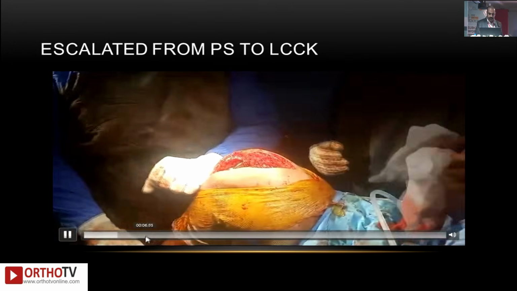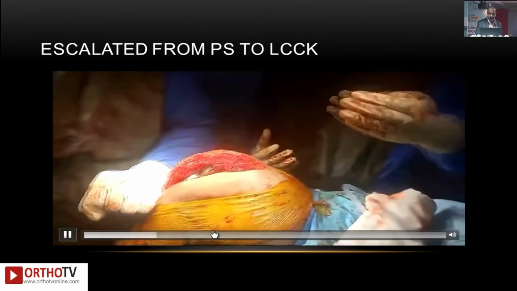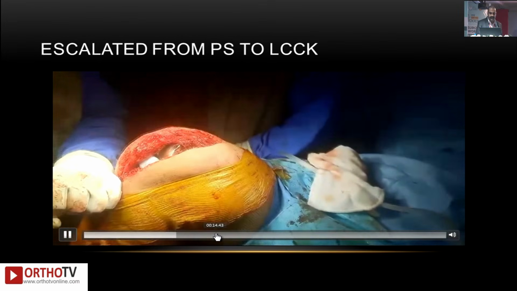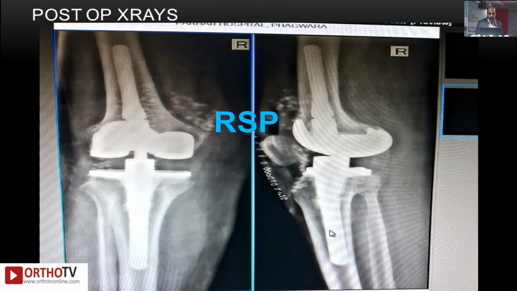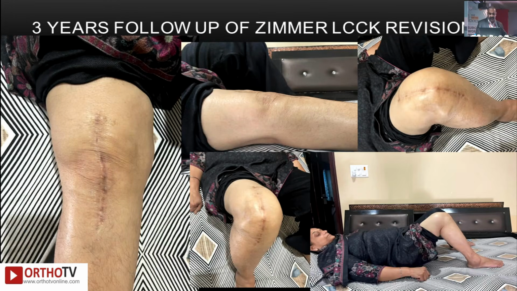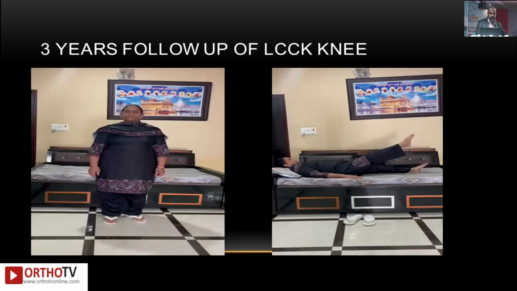If sir would allow me 1 minute more, I'll show a couple more cases. And this is the stability that you get later on. So this is very important. We did an LCCK, and this is a 3-year follow-up. She's bending well, she's doing well. I'm not going to show all the clinical videos.